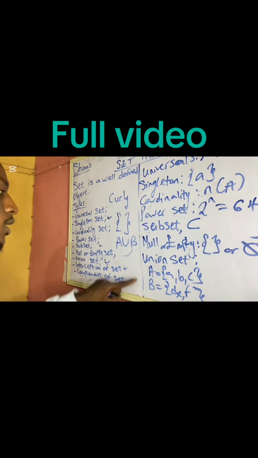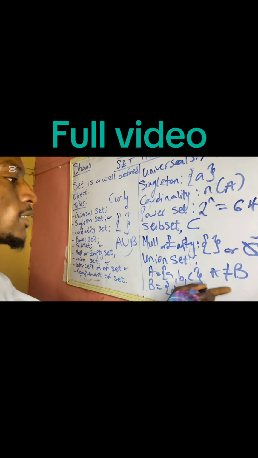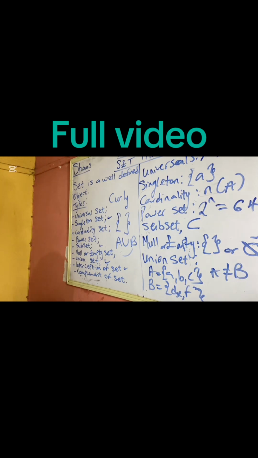Then we can say that what? A and B, since they are not equal to each other, then it is what? A proper set. Yes, proper set. But once they are equal, then they become what? Improper set. Since A equals ABC, let's take B to be equal to BAC.